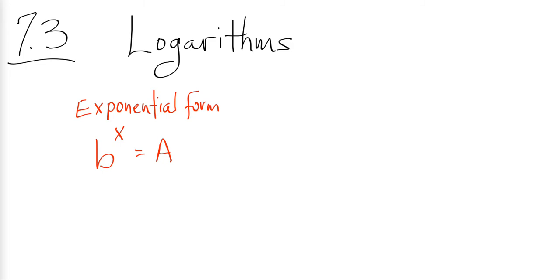Oh, I wonder if you... Logarithms. Yeah, I don't know who named it.